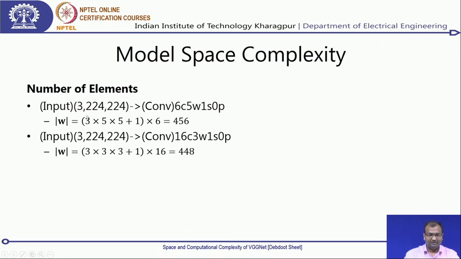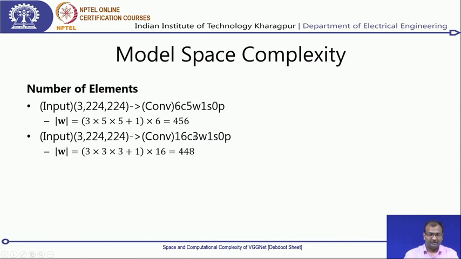Now, going by the same logic, the number of input channels C is equal to 3, W is the width of the kernel and H is the height of the kernel, both coming from here. These are isotropic kernels which I am taking. So this becomes 3 into 5 into 5 plus 1, into 6, which is the total number of kernels present for my convolution. That makes this come down to 456.